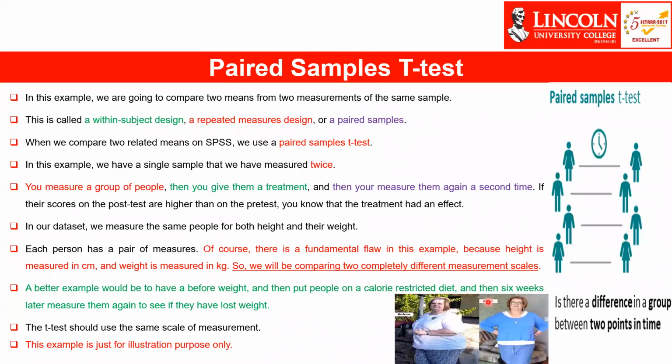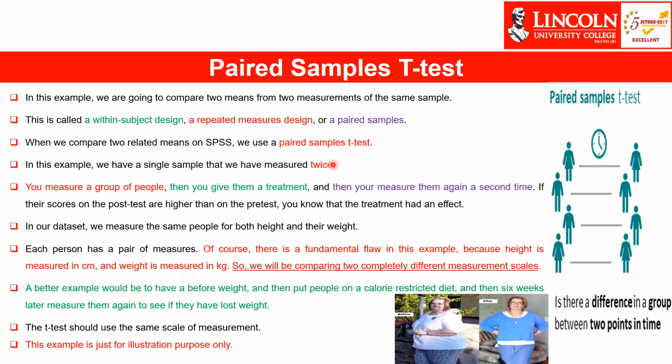Now, that's not the only test that can be done. We can also perform what is called a paired sample t-test. In this example, we are going to compare two means from two measurements of the same sample. So this is called a within subject design or a repeated measures design, or you can simply call it paired samples. So when we compare two related means on SPSS, we use what is called a paired samples t-test.